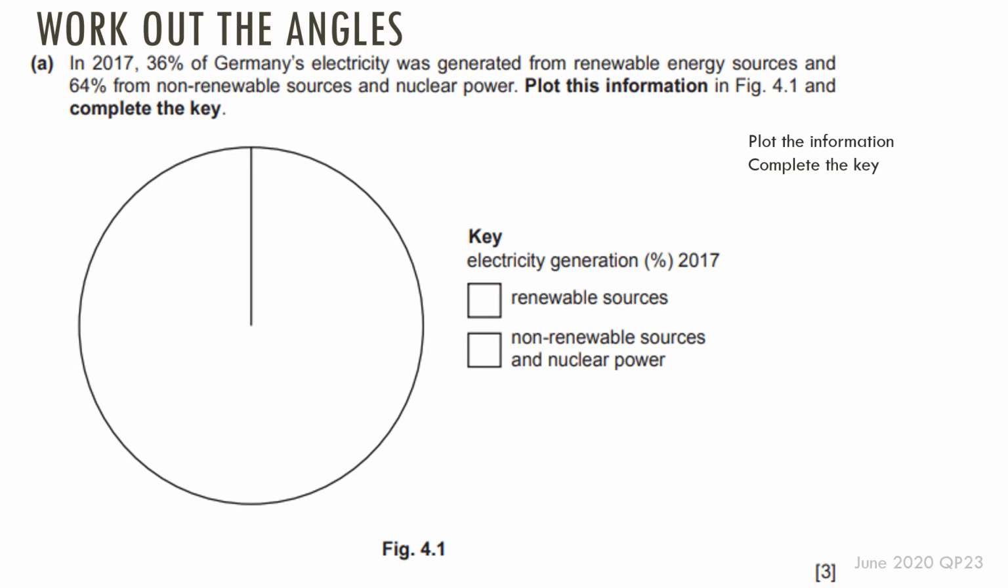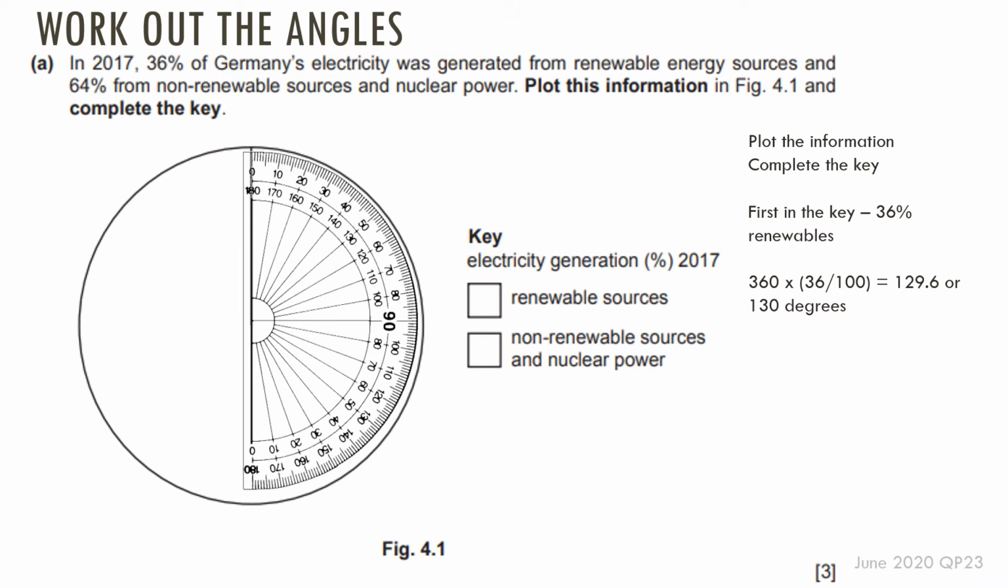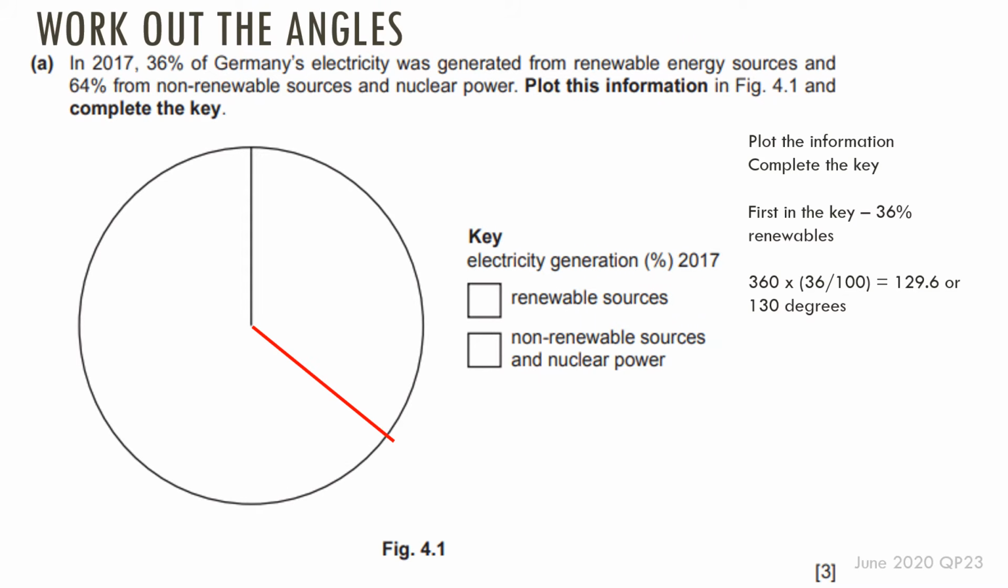So for this, we need to plot the information and complete the key. So the first in the key is 36%, which is renewables. So what I'm going to do is do 360, because there are 360 degrees in a circle, and I'm going to times that by 36 divided by 100. So that works out what angle, that's the percentage of 360 is 36%. So that will give me 129.6 or 130 degrees. So using my protractor, I'm going to plot on 130 degrees.